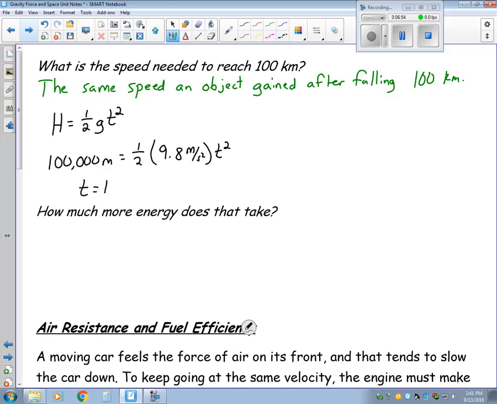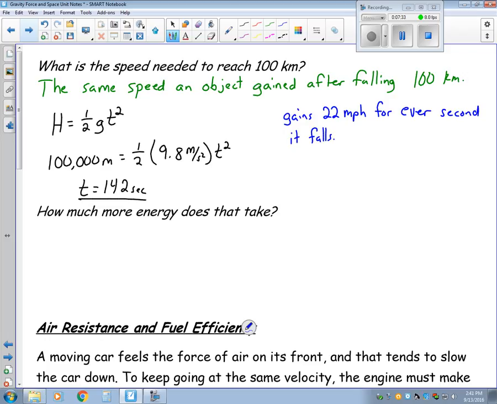You could work out this math. The time would be 142 seconds. So it takes 142 seconds to fall 100,000 meters. Now again, we're ignoring all air resistance in this. Now, an object gains 22 miles per hour for every second that it falls. Again, that's ignoring air resistance.